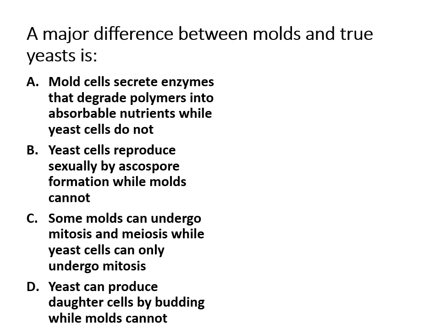All right, so let's take a look at the different options. Let's start from the bottom up. So D, yeast can produce daughter cells by budding, while molds cannot. As we've seen in this lecture, both types can produce blastoconidia, which are the daughter cells that are formed by budding. C, some molds can undergo mitosis and meiosis, while yeast cells can only undergo mitosis.